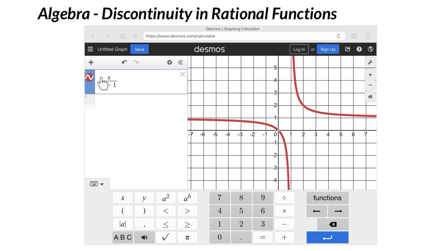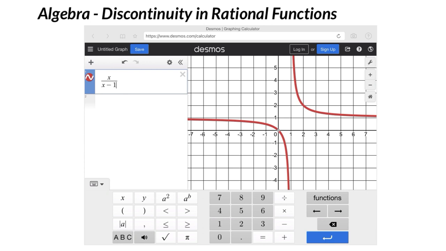And you can see here that if I were to try and evaluate this function at 1, I'd have 1 over 0, and I can't divide by 0. That's what causes this asymptote to occur. So that's one type of discontinuity in a rational function, a vertical asymptote.